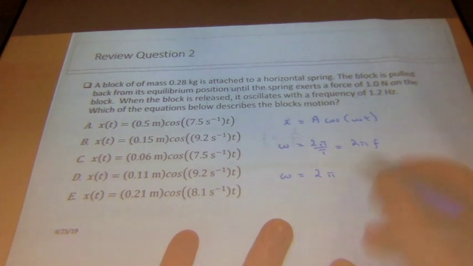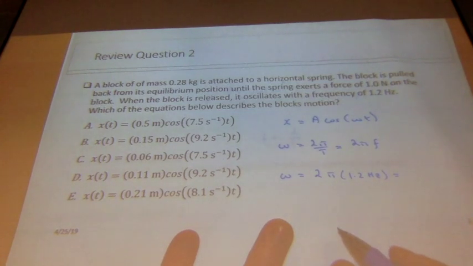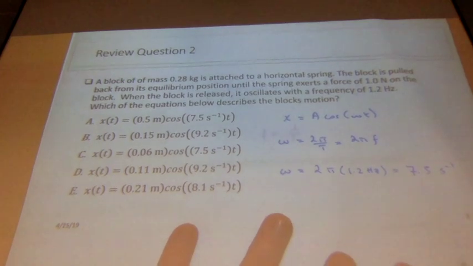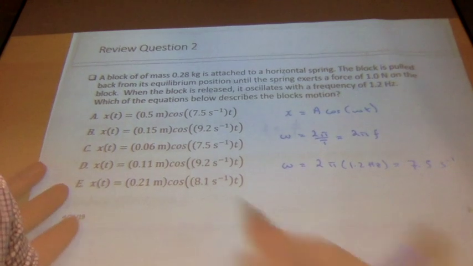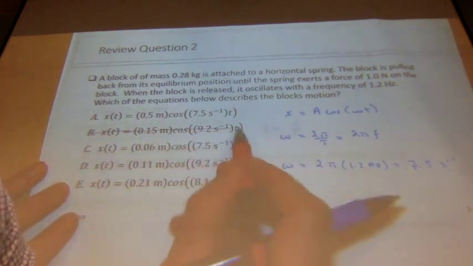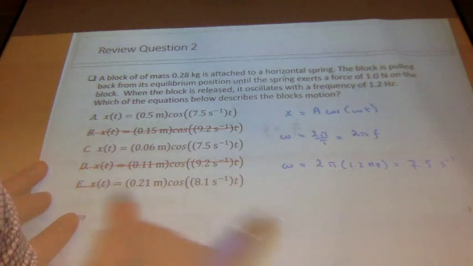So 2 times pi, because we're given the frequency, 2 times pi is 6.28, times 1.2. This gives us about 7.5 inverse seconds, which is the same as a hertz. So I can immediately rule out 3 of the choices. I can rule out B, I can rule out D, and I can rule out E.